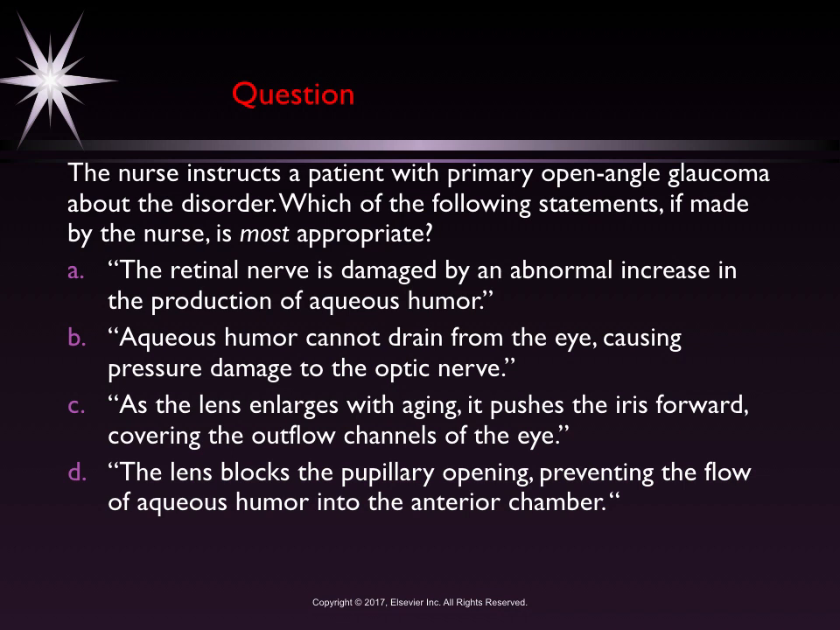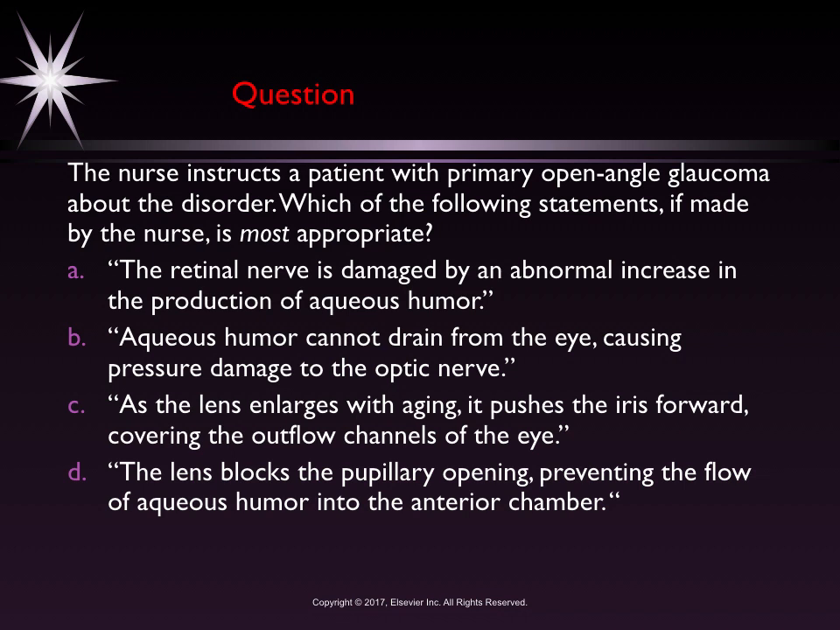A. The retinal nerve is damaged by an abnormal increase in the production of the aqueous humor. B. The aqueous humor cannot drain from the eye, causing pressure damage to the optic nerve. C. As the lens enlarges with aging, it pushes the iris forward, covering the outflow channels of the eye. Or D. The lens blocks the pupillary opening, preventing the flow of aqueous humor into the anterior chamber.